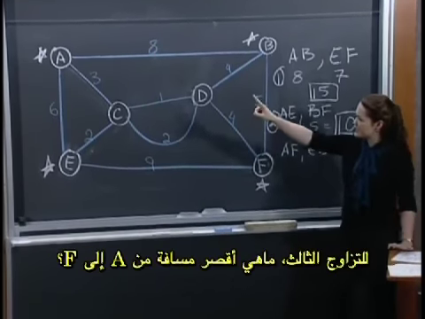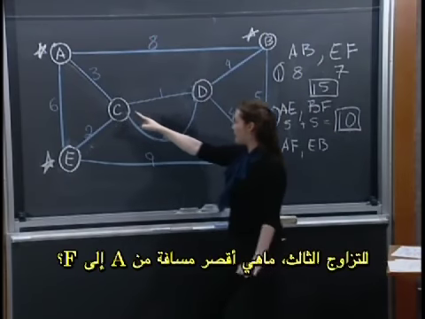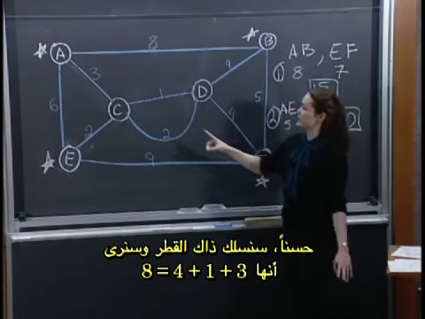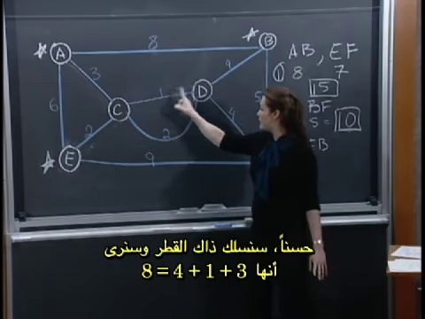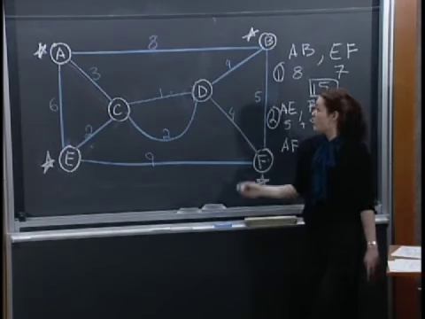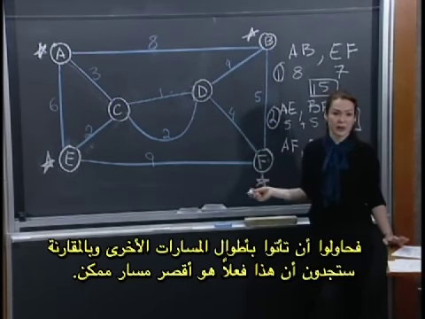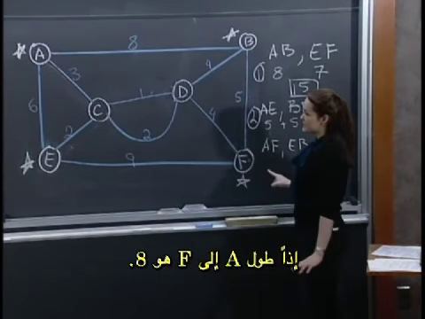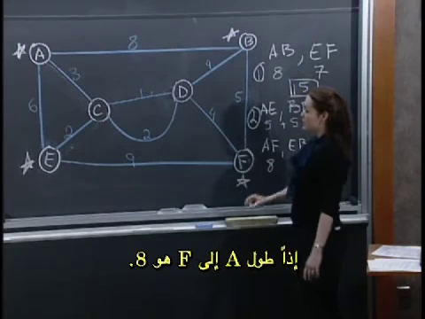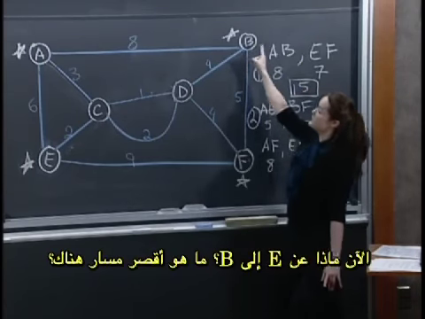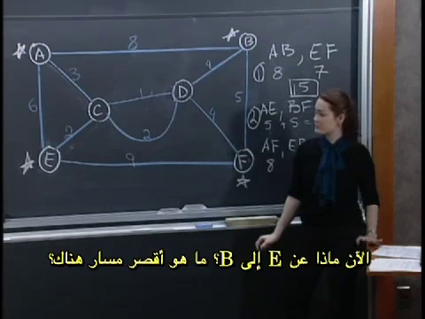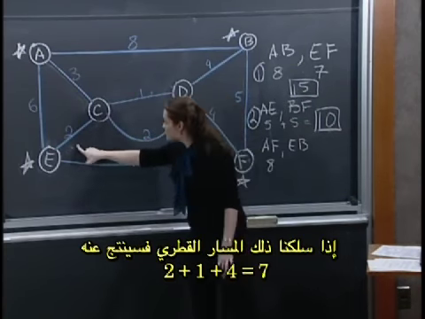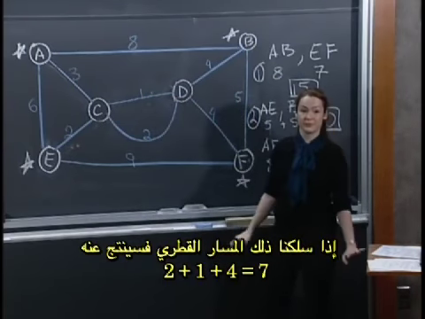For a third matching, what's the shortest distance from A to F? Well, we're going to take that diagonal, and we're going to see that it's 3 plus 1 plus 4, that's 8. And if you're not convinced, try to come up with other routes, and you'll see that that's the shortest path that you can take. All right, so A to F has a length of 8. Now, what about E to B? What's the shortest path there? Well, if you, again, take the diagonal type of route, it's 2 plus 1 plus 4. That gives you 7.